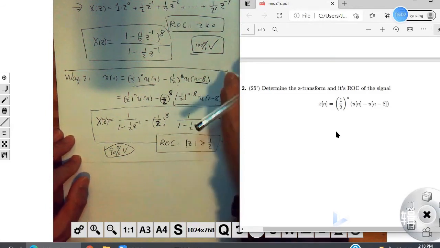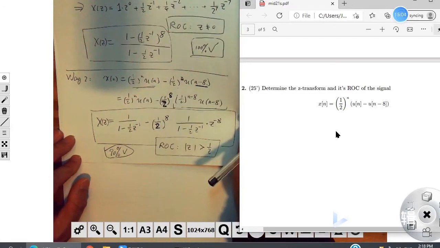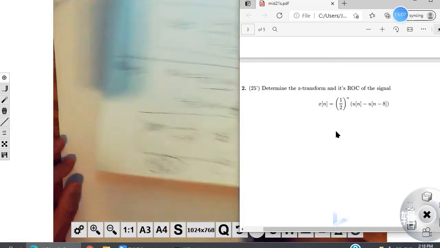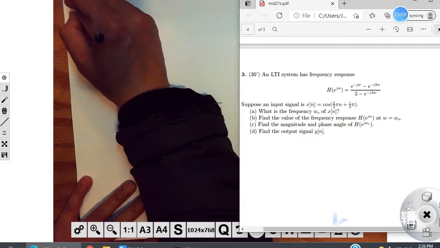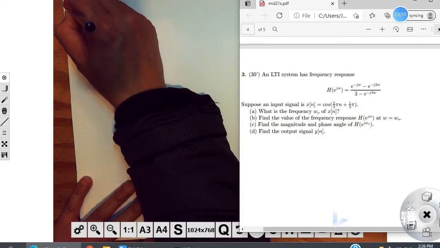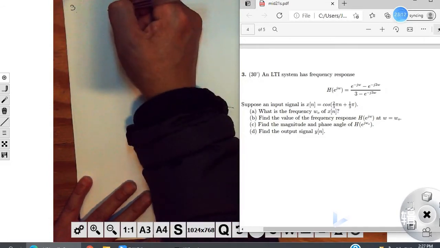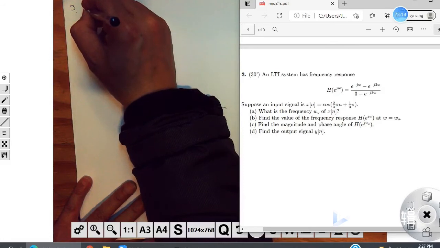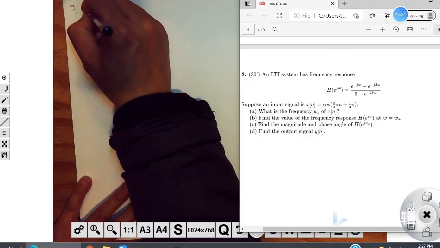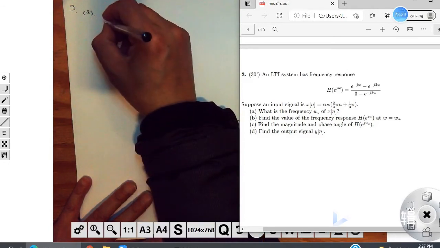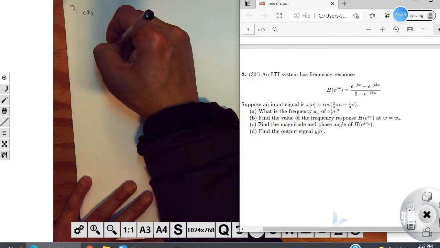Okay. This is the second problem. Okay, problem 3. We have a system and we have a signal, the input signal. We want to find the following things. First one is A. What is the frequency omega 0 of x of n?